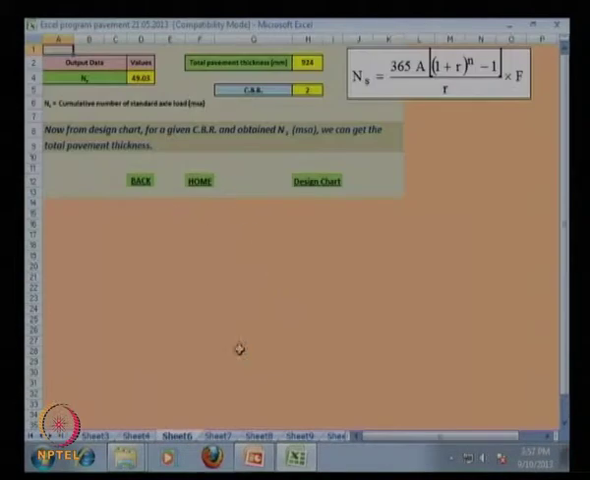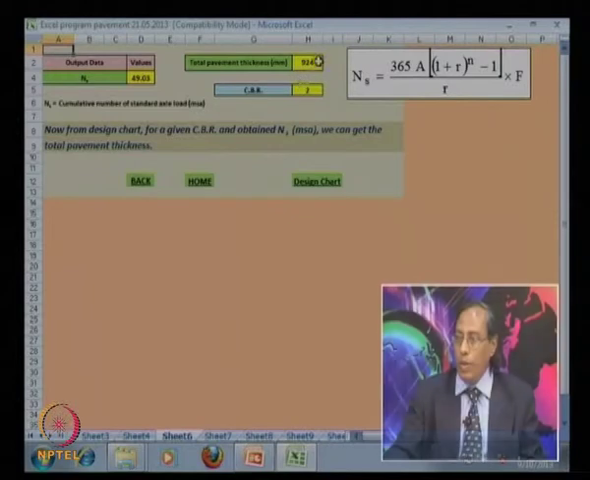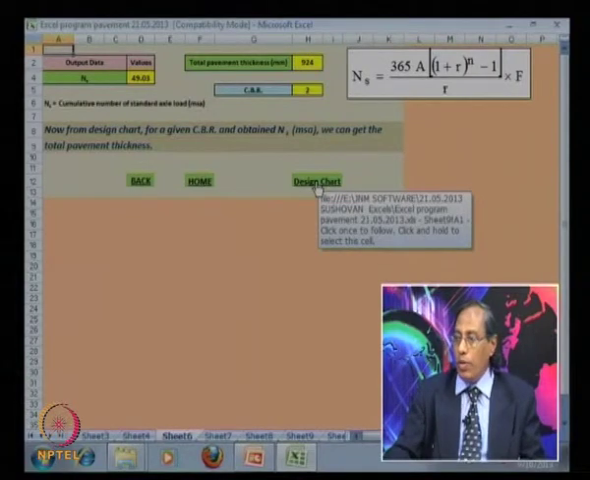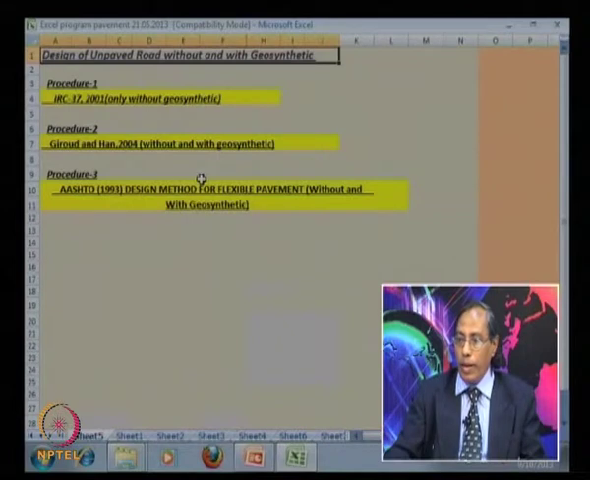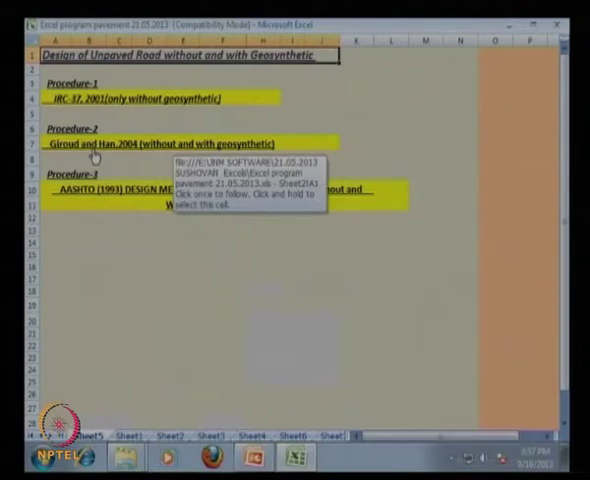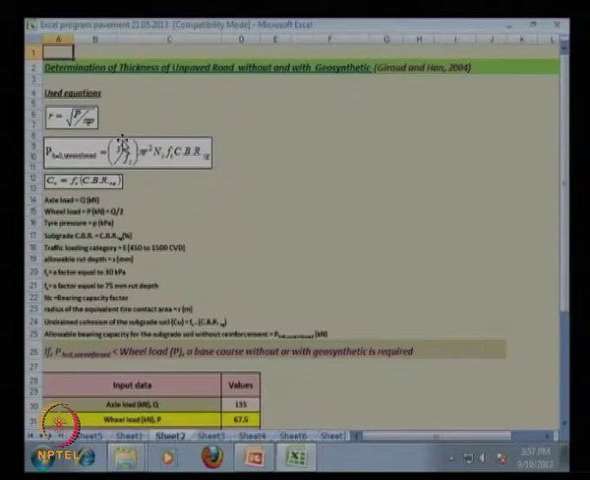So you can calculate this 924 millimeter of total pavement thickness. This is the IRC code specification without geosynthetic material. Next, procedure 2, that is Giroud and Noiray 2004, without and with geosynthetic material. Here you have to determine the thickness for an unpaved road without and with geosynthetics.